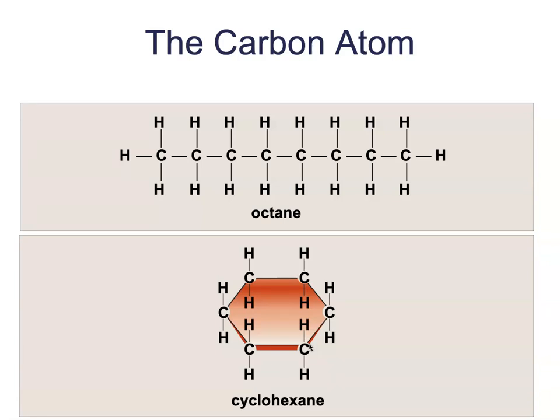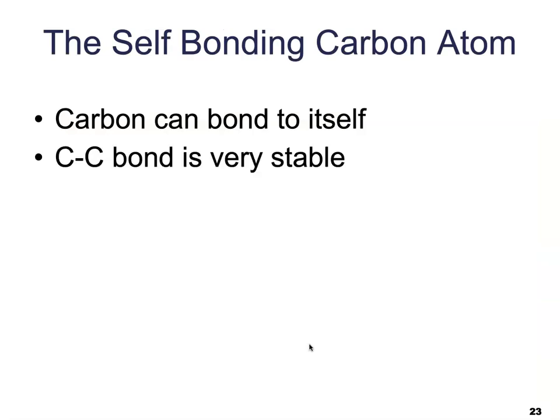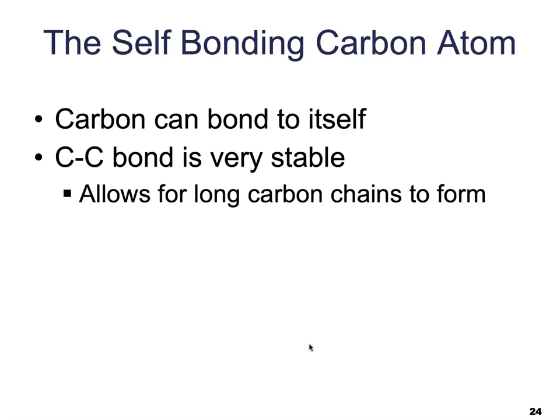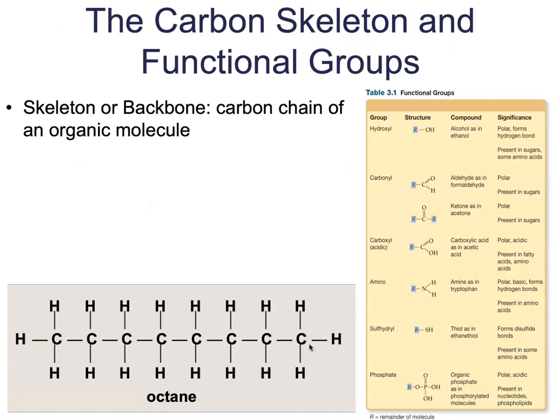So yeah, carbon is like the backbone of all of these different molecules. It forms sort of the base chain. Carbon is fantastic. It can bond to itself. It's a very, very stable bond. It allows for long carbon chains to form, and chains made up of exclusively hydrogen and carbon are going to be called hydrocarbons. Now, the carbon chain of an organic molecule is typically going to be called its skeleton or its backbone. That's when we have a really long chain of carbons all strung together.